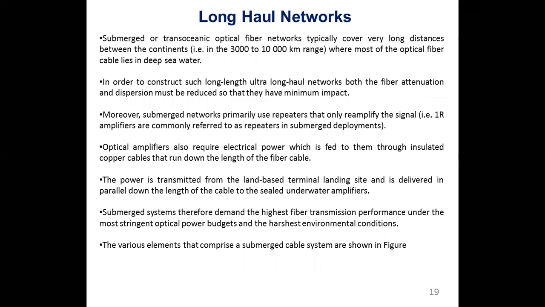So you also have submerged or transoceanic optical networks, under the Atlantic, a kind of optical fiber. And this is under the deep sea, where the fiber is safe and not much effect happens on the fiber. So to construct such a network, both attenuation and dispersion, which we covered in module 2, need to be reduced. Also, since it is long haul, you need to use repeaters at every point, and these will be used to re-amplify the signal.